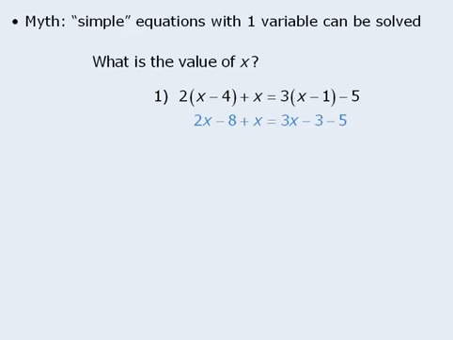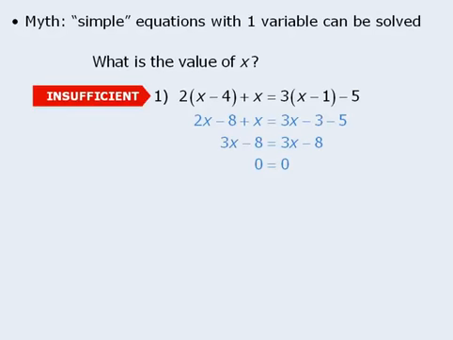First, we'll expand both sides, then we'll simplify both sides. At this point, the equation already looks problematic. When we subtract 3x and add 8 to both sides, we get 0 equals 0. So now that the variables have simply disappeared, what exactly is the value of x here? Well, for this equation, x can equal any number. As such, statement 1 is not sufficient. So, as you have seen, it is not always the case that all simple equations with one variable can be solved for x. Now here's another myth to watch out for.